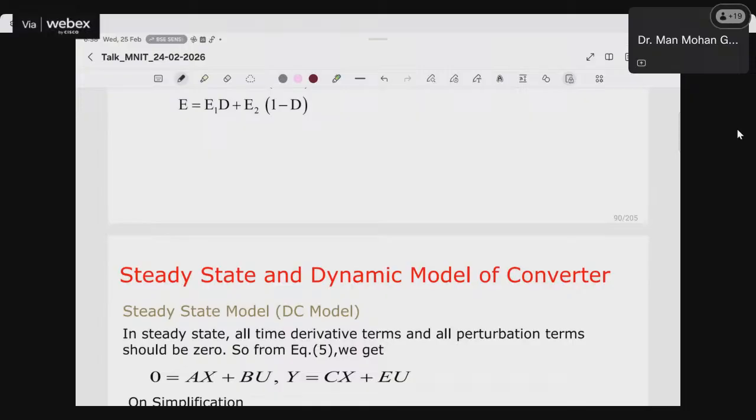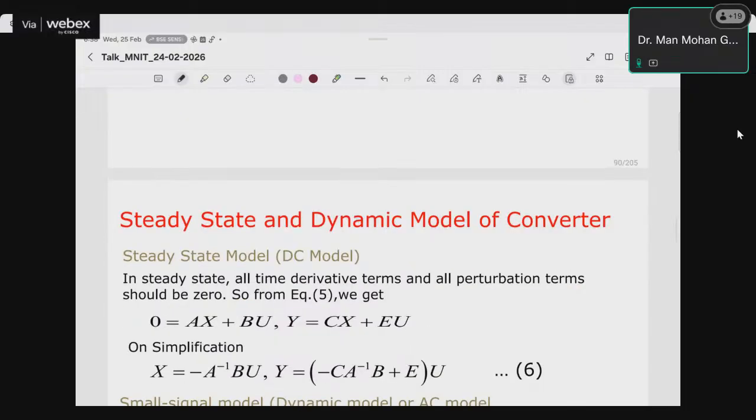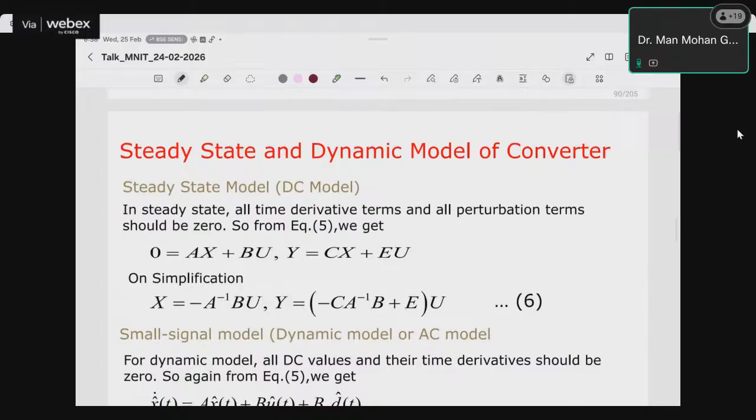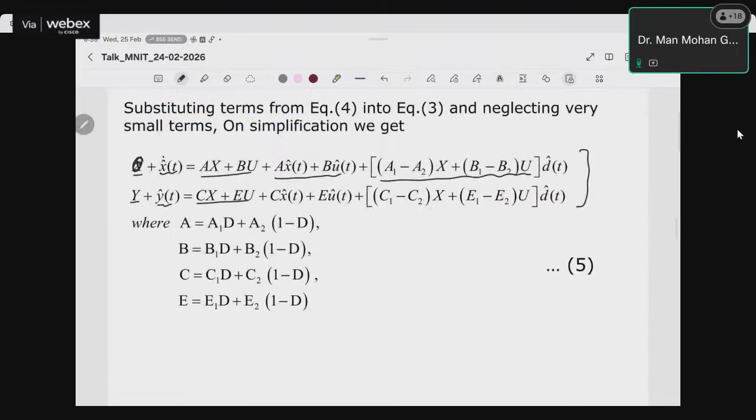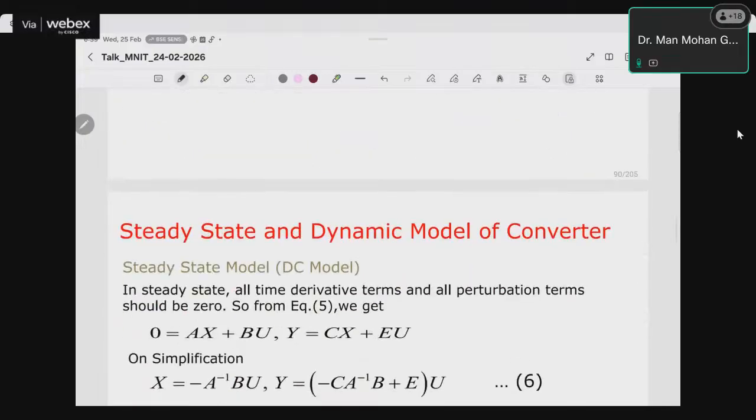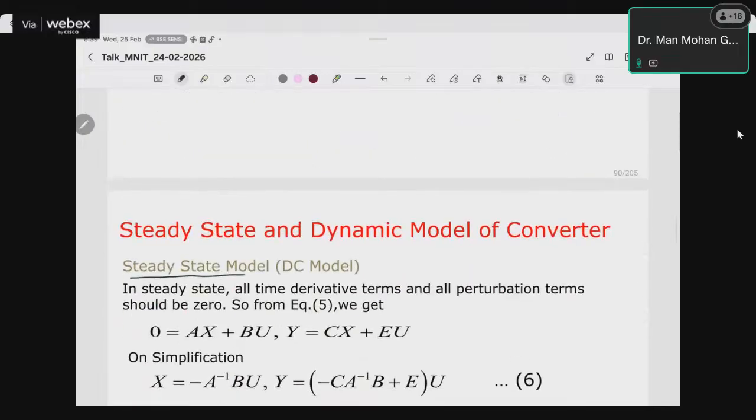Okay, so if there is no question, let us quickly finish on this topic. So we will segregate this steady state model and the dynamic model by equating the steady state value on both sides together and then the perturbed value together. So the first model is called the steady state model or DC model.